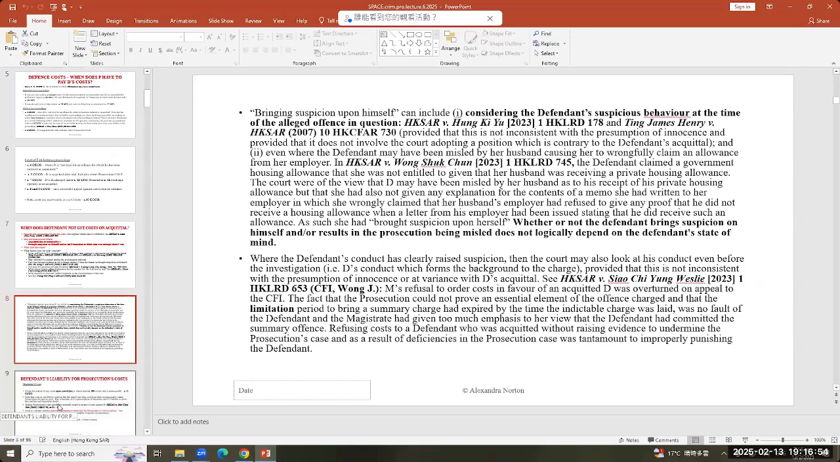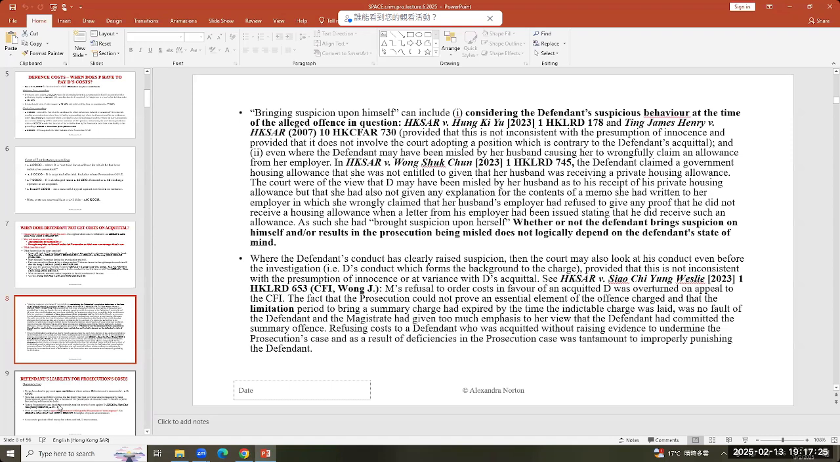Some other examples of bringing suspicion upon himself: I'll put a recent case for you, Hong Kyu Yu. The court can look at his suspicious behavior at the time of the alleged offense in question. Also, Wong Shuk Chun. This is where the defendant appeared to have claimed a government housing allowance that she wasn't entitled to because her husband was already getting a private housing allowance.